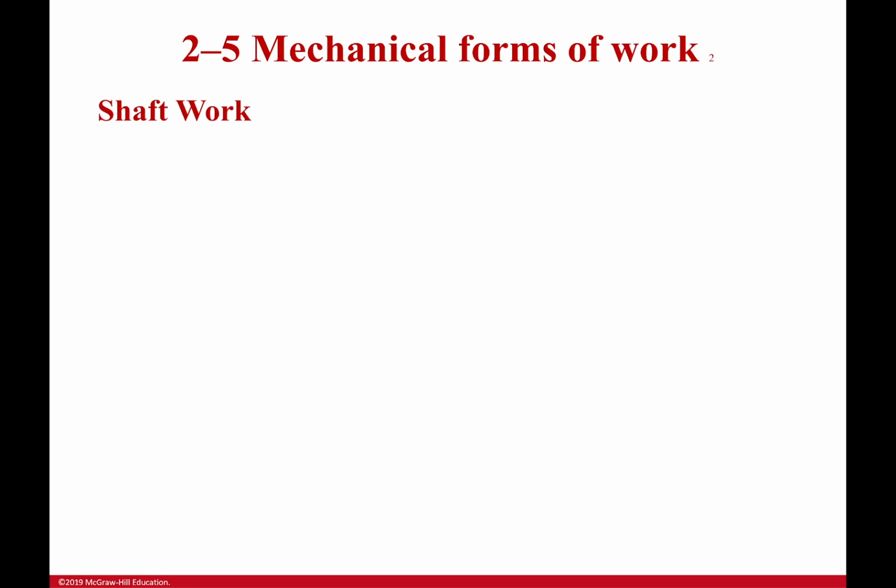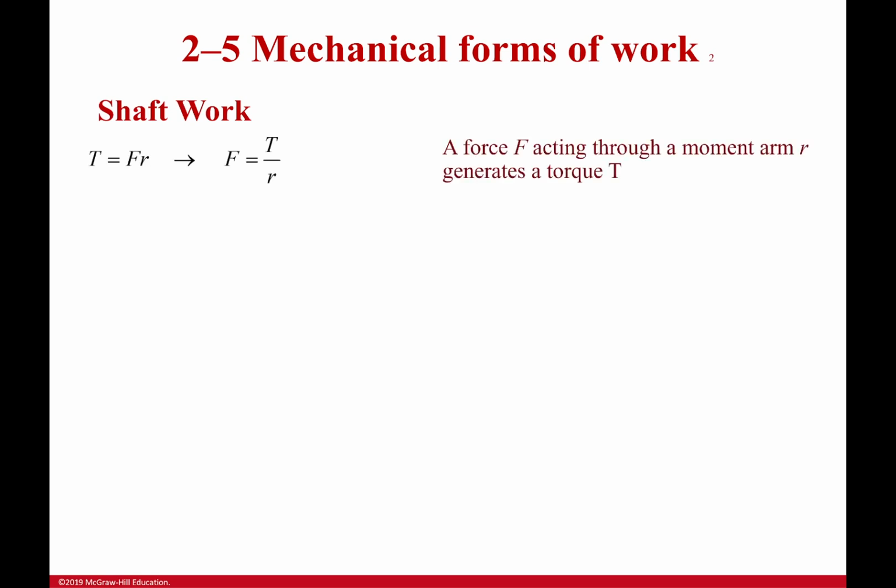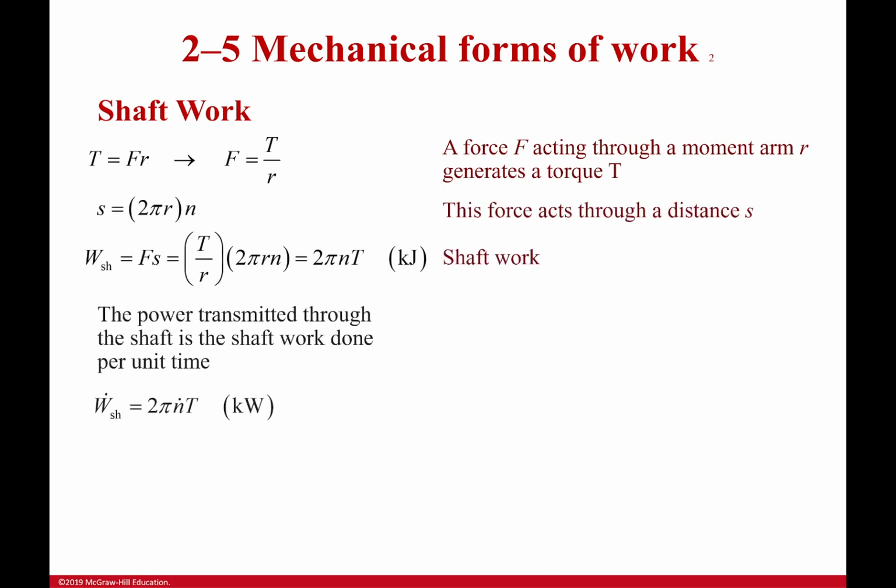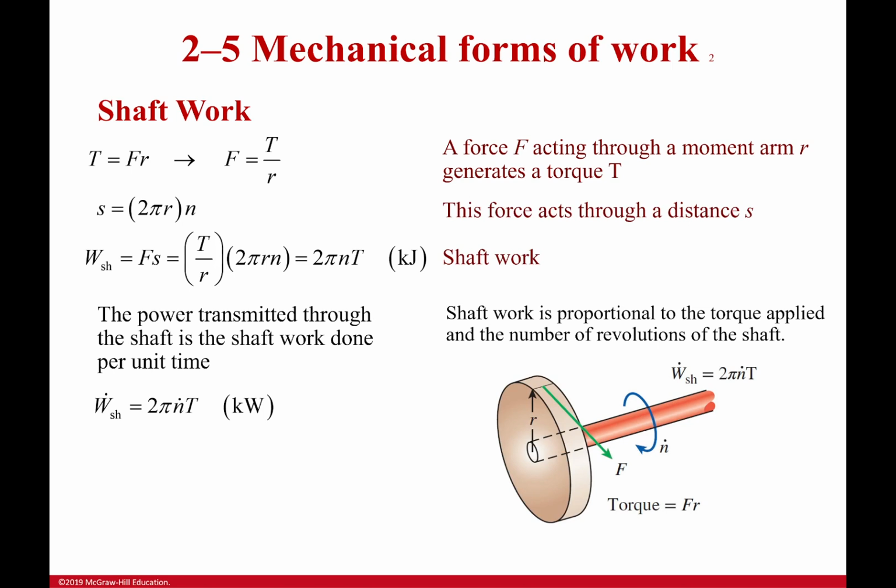Okay, let's talk about some other kinds of work. Shaft work. So for shaft work, we have something that is spinning. Shafts are the most common way we actually have of transferring power. Think about it. Your car has a whole bunch of things spinning, and if you look in the engine, you'll see that it is spinning a shaft. That's what sends power from the engine to your wheels and also to everything else.